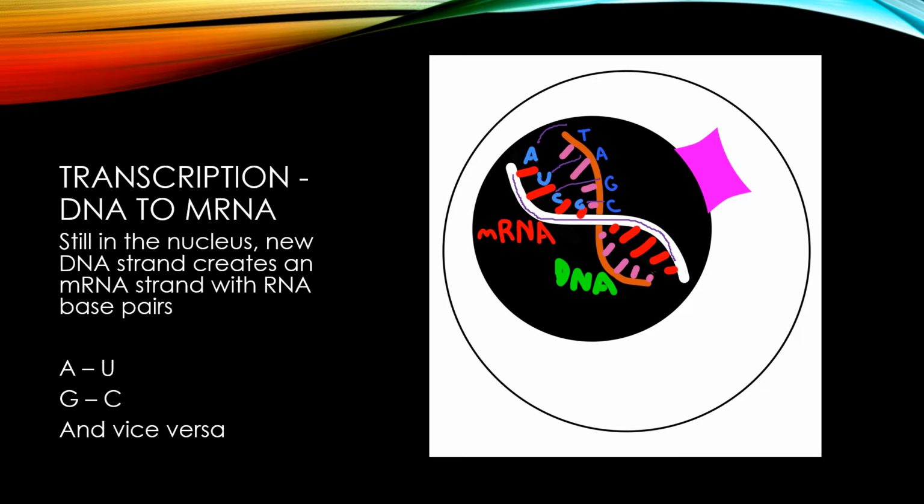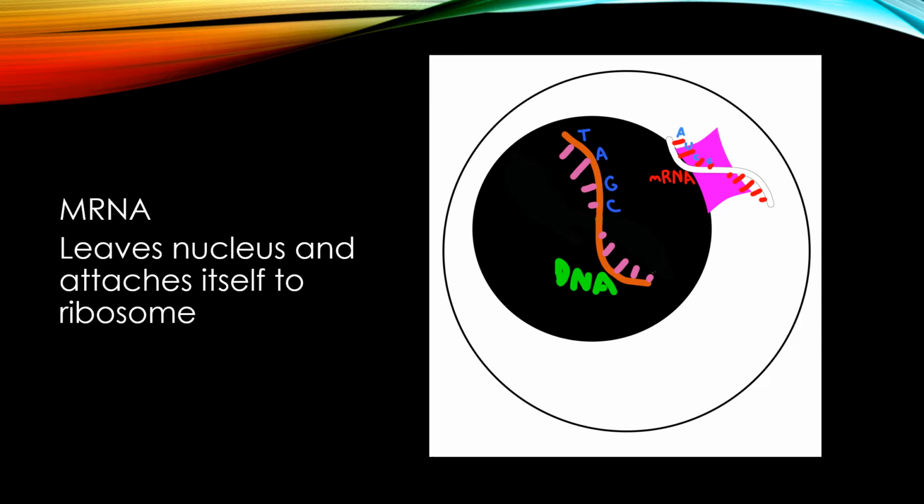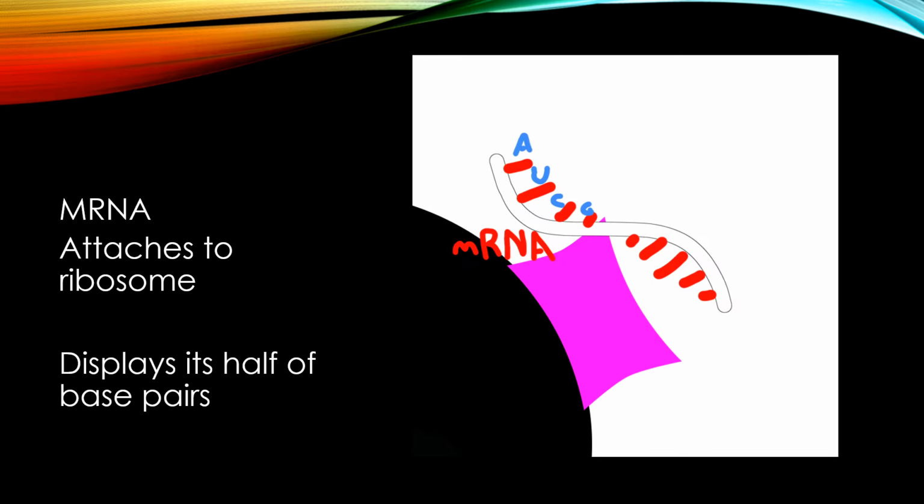So the mRNA strand is created and it will leave the nucleus and go attach itself to the ribosome out here. So here's what happens. See, the mRNA strand was right here. It was just made, and now it left and went outside the nucleus and attached itself to the ribosome outside of the nucleus. Now here's a close-up of that mRNA strand, the messenger RNA strand. Remember, it's messenger because it carried the information from inside the nucleus with the DNA to outside the nucleus to the ribosome.